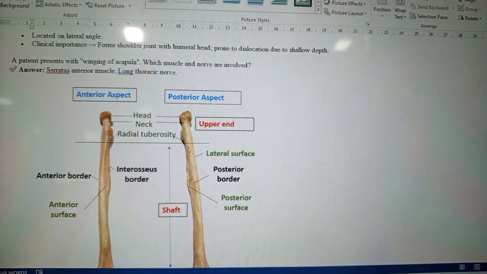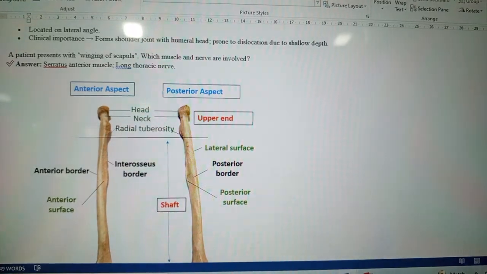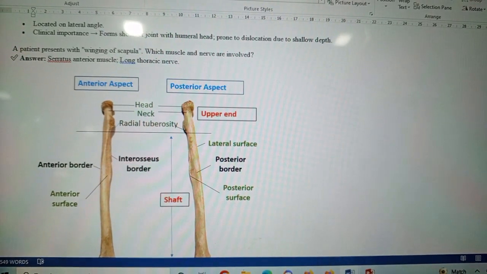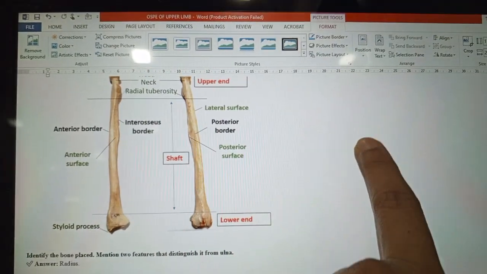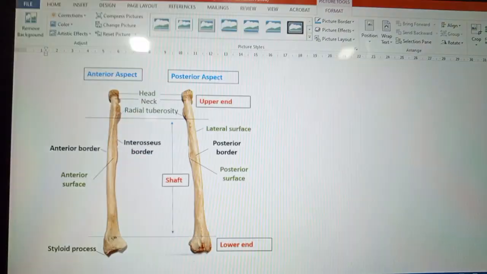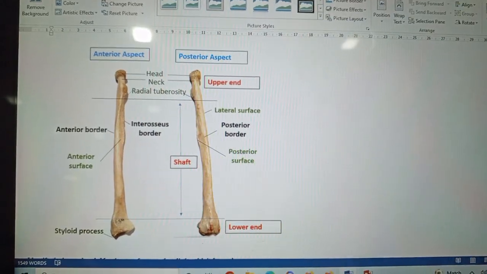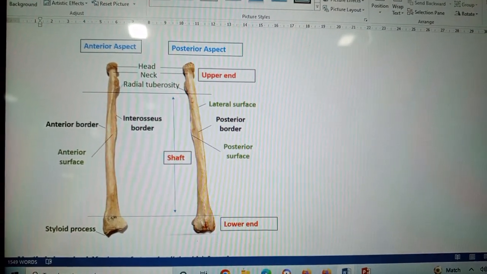Okay, the clinical importance is that there is a winging of the scapula, which is due to the injury to the serratus anterior, which is supplied by the long thoracic nerve. Commonly asked question. It can be asked to you in the Viva question as well, or it can be asked to you in this OSPE station as well.